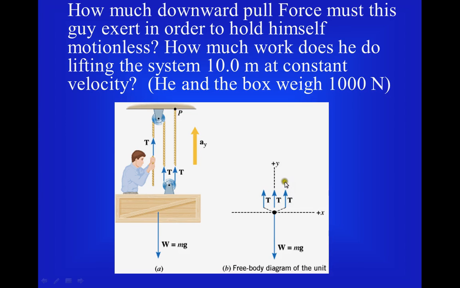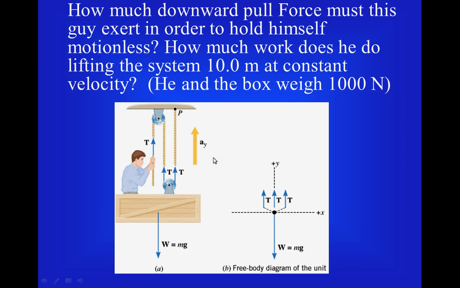And then to lift himself at constant velocity, he would have to provide a force of 333 newtons times 10 meters, 3,330 joules of work he would be doing pulling the thing.